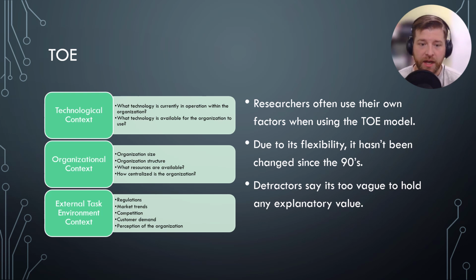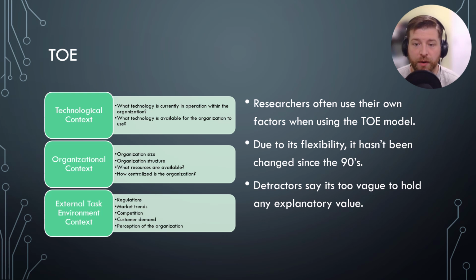The organizational context, which is going to be answering questions like the organization size, the organization structure, what resources are available, and how centralized is the decision making within the organization. And the external task environment, which is going to be things like regulations, market conditions, competition, the customer demand, and perceptions of the organization. All three of these contexts influence what technologies an organization is going to adopt and what systems they are more likely to pick.